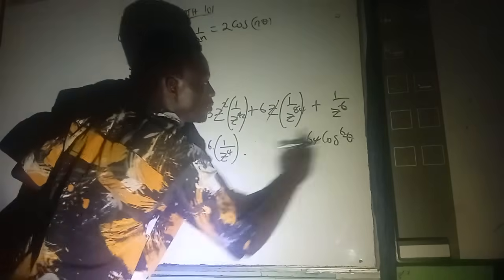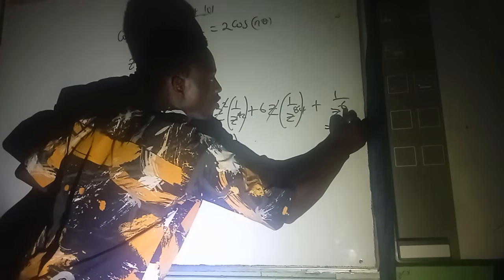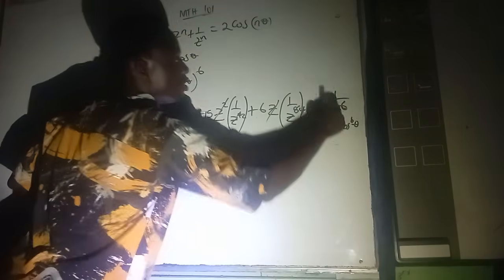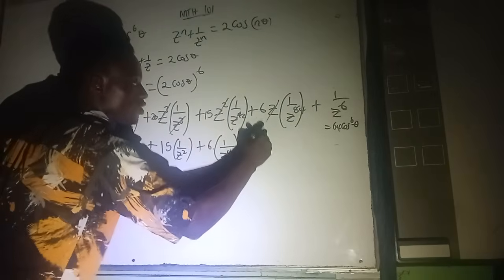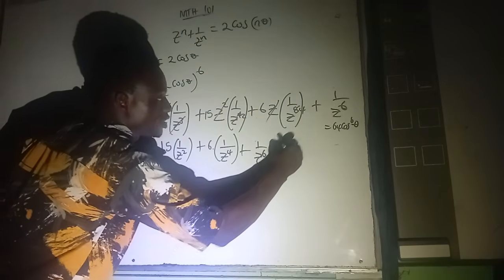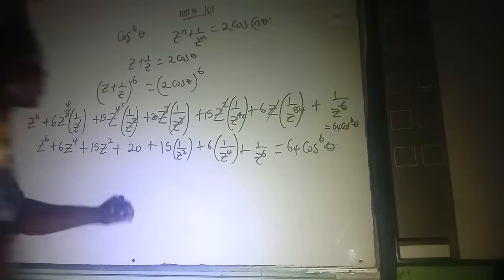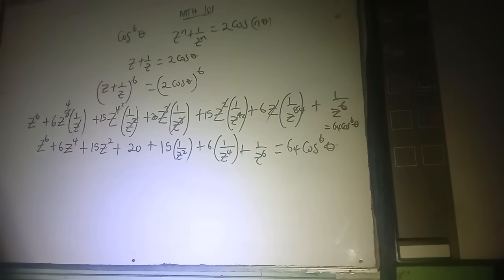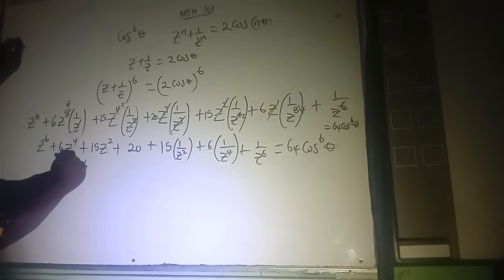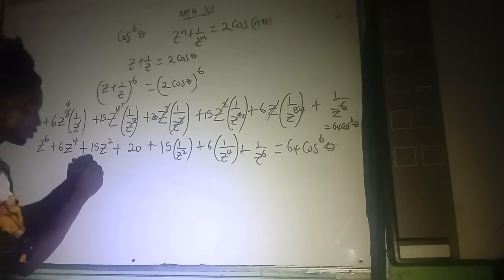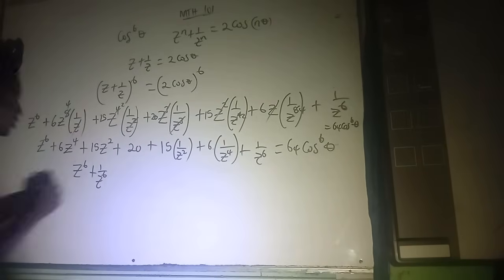Sorry, I'm not yet done. This equals 64 cos to the 6 of theta. So there is one left, plus 1 over z to the 6, equals 64 cos theta to the power of 6. Now, here we have z raised to the power 6 plus, join this one to it, 1 over z raised to the power 6.